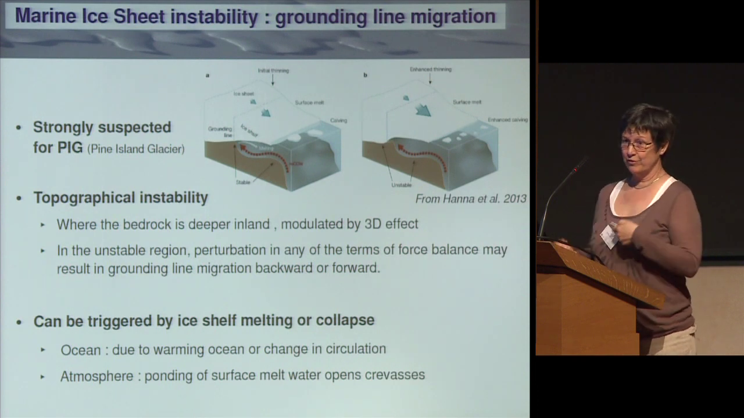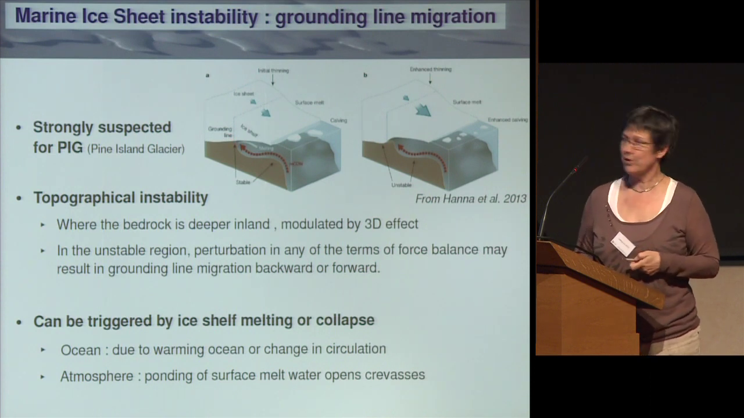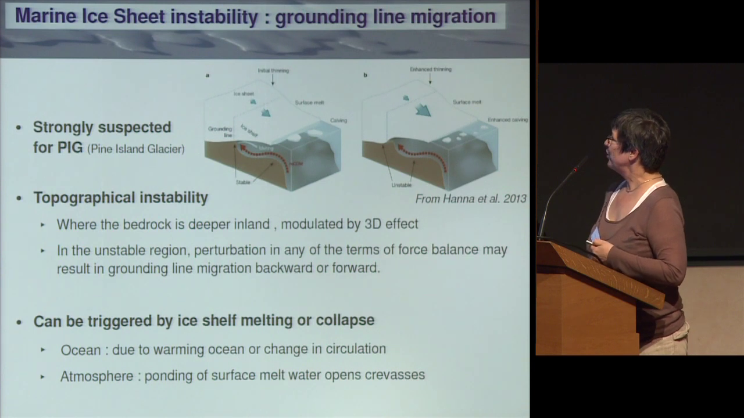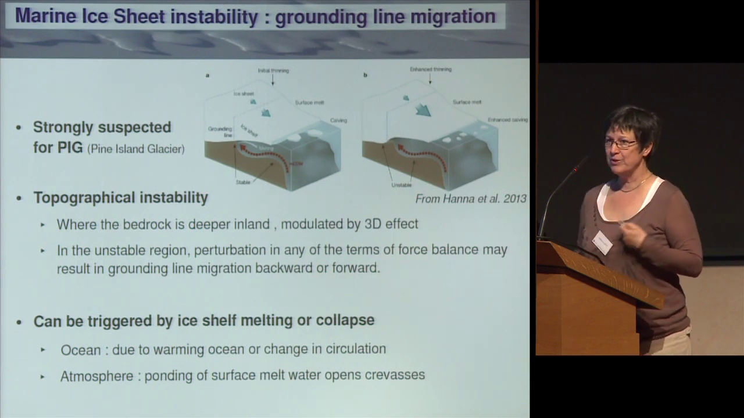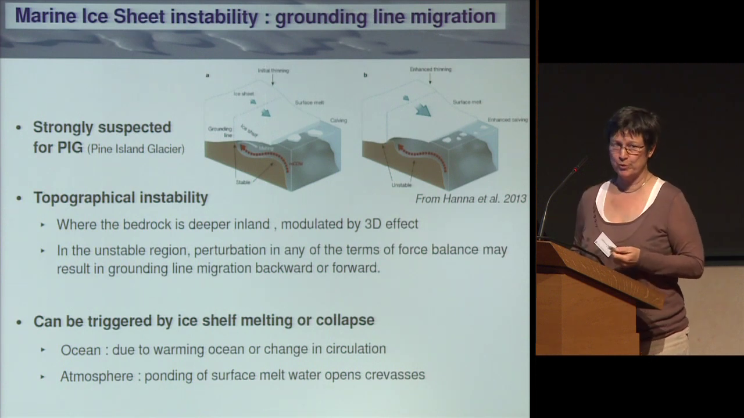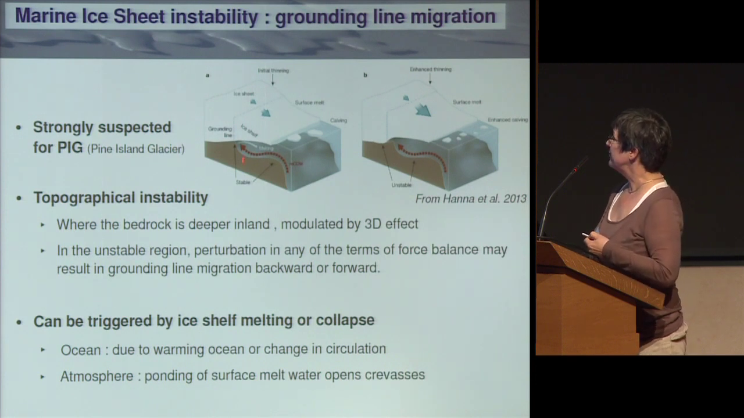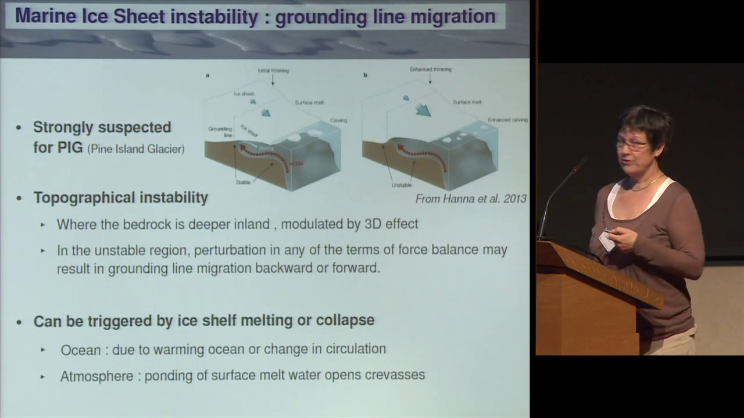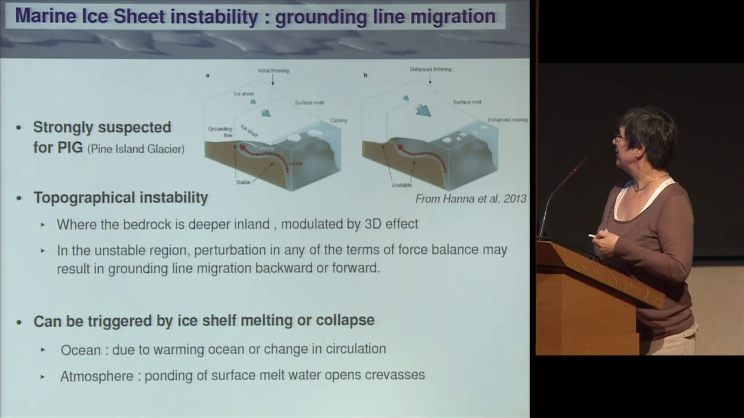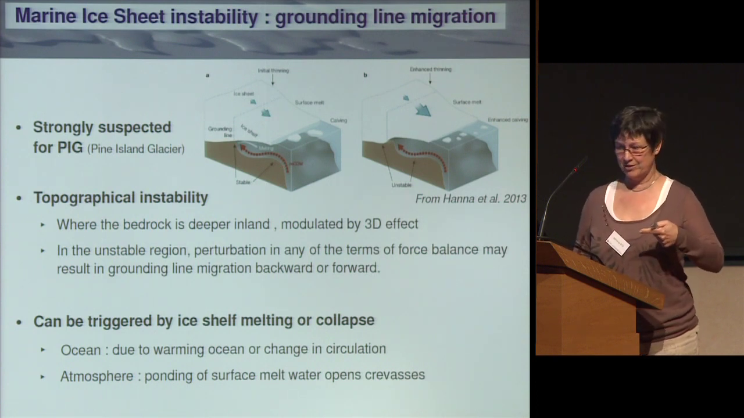Between the grounded ice and the floating one, the line between the two is called the grounding line. And the problem is that there is a topographical instability of this line, depending on the topographical characteristic of the bedrock. When the bedrock is deeper inland, for instance here or here, it is unstable. When the bedrock is higher inland, so here and here, the grounding line position is stable.